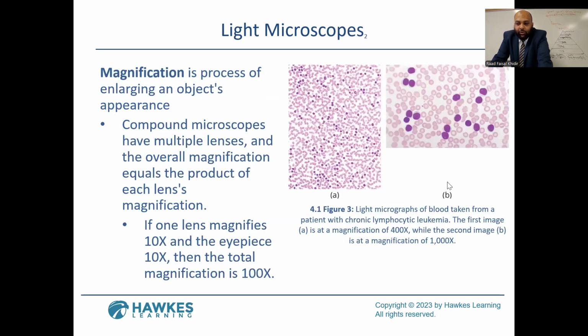This is a light micrograph of the blood taken from a patient with chronic lymphocytic leukemia, and the first image is at a magnification of 400 times. The second one is at a magnification of 1,000 times. So here you can see better resolution, but you will see that bad magnification. Here you have an excellent magnification, but really low resolution.